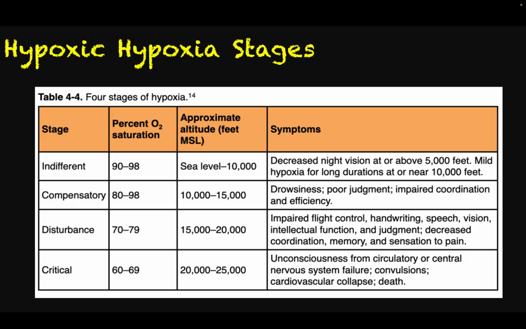So you can kind of see on the right-hand column that your symptoms are going to get progressively worse and worse and worse with each stage. Climb even higher than 15,000 feet and you'll get into the disturbance stage where your oxygen saturation dips below 80%. You start to have psychomotor control and motor issues, difficulty handling the operation of the flight controls, problems with cognition, and then finally the critical stage, which is going to show itself when you climb above 20,000 feet.